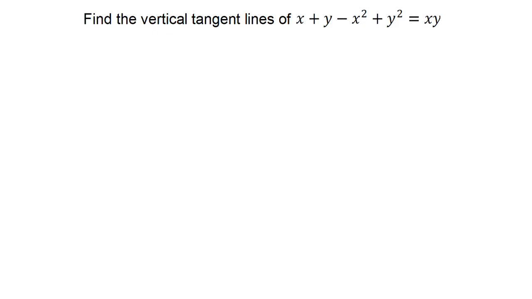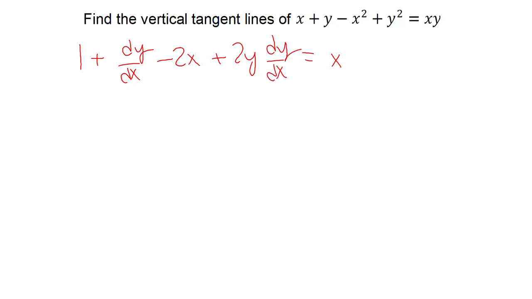All right, for number 4 here, we're again looking for a vertical tangent line. So we're going to start off just by, once again, taking the derivative. So we're going to have 1 plus dy/dx minus 2x plus 2y dy/dx. And then we'll use the product rule on xy, which we've done so many times. It's x times the derivative of y plus y times the derivative of x. And when we do the derivative of y with respect to x, that's why we get the dy/dx term.